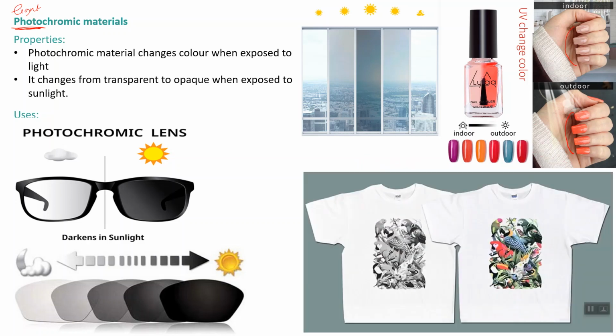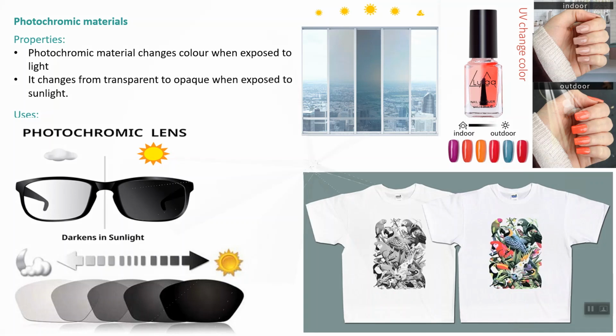So you can use it on inks for printing t-shirt, for example. Indoor, you can have a t-shirt which is black and white, an indoor t-shirt, indoor color. When you go outside, it changes color due to the light you have, the sunlight, so it reacts with the sunlight. Okay, so these are some examples of photochromic material. The photochromic materials are one more example of smart materials.